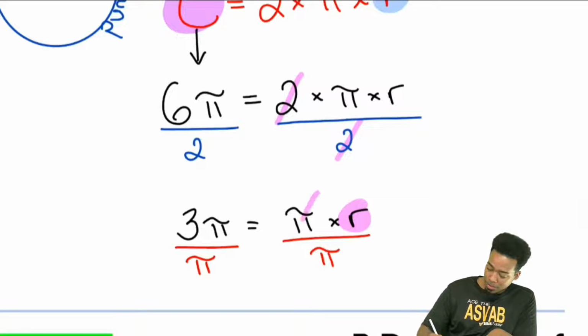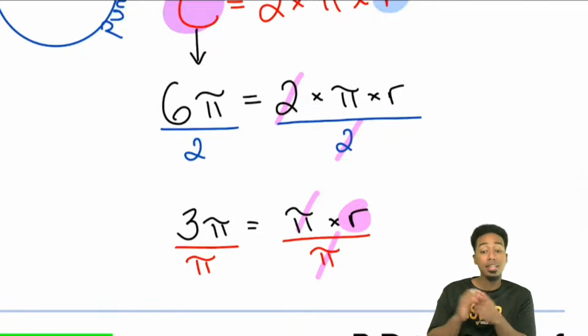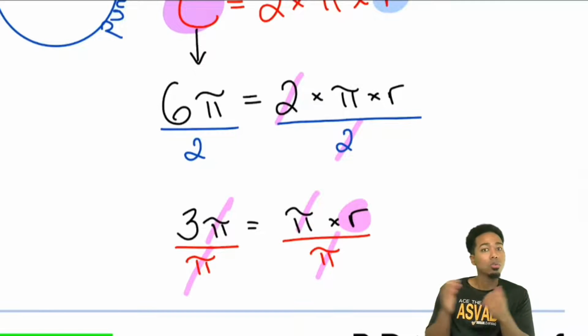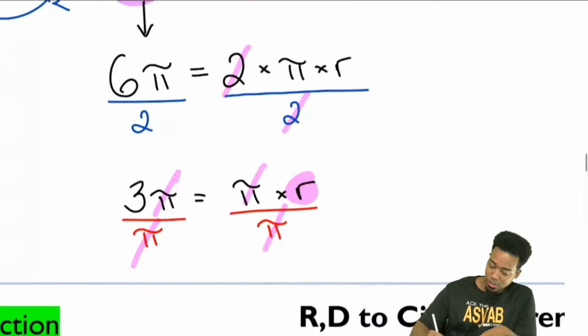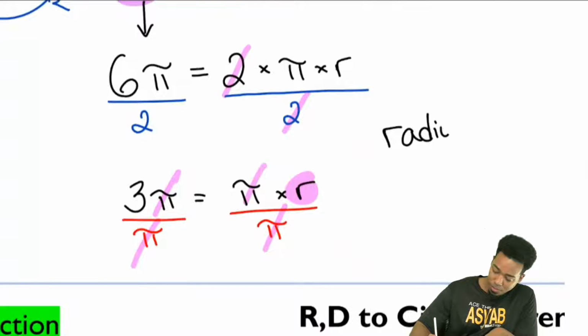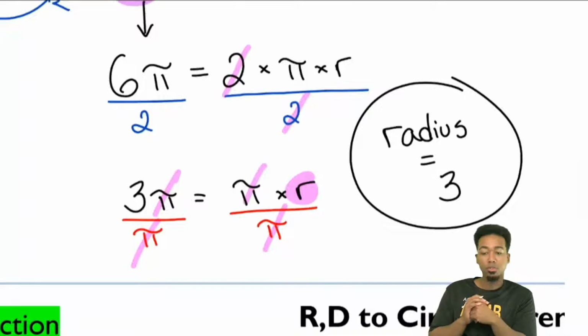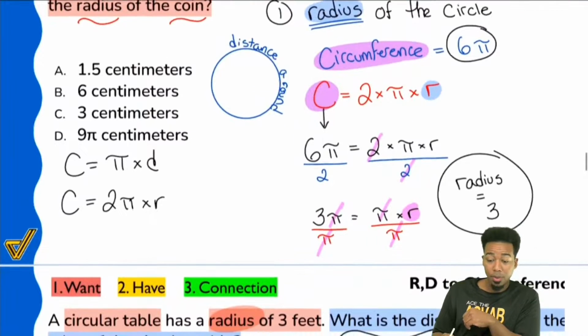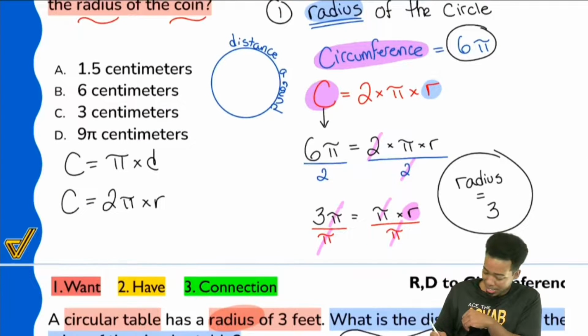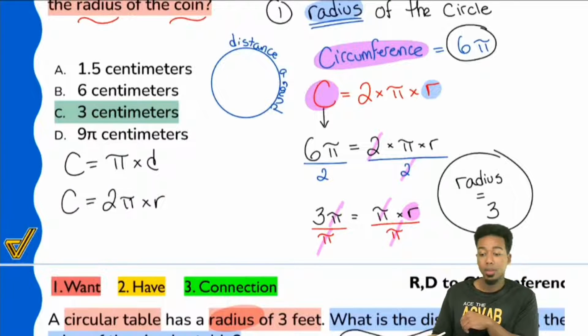And what happens here? Pi divided by pi cancels out. Oh, and guess what? Pi divided by pi also cancels out. Nice. And that gives you the answer. r equals 3. And there you are. There's your answer. Let me zoom on out just a little bit. But there's your answer. It'll be 3 centimeters. And there you go.